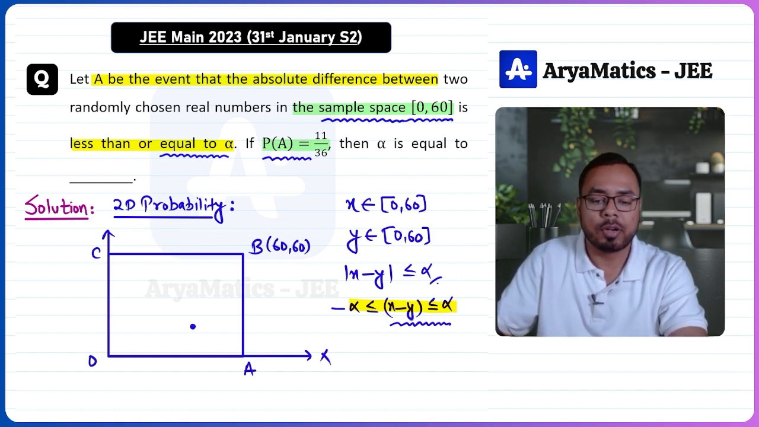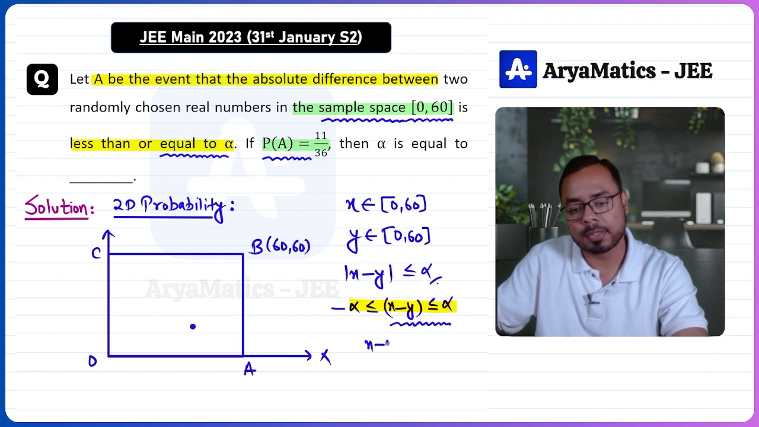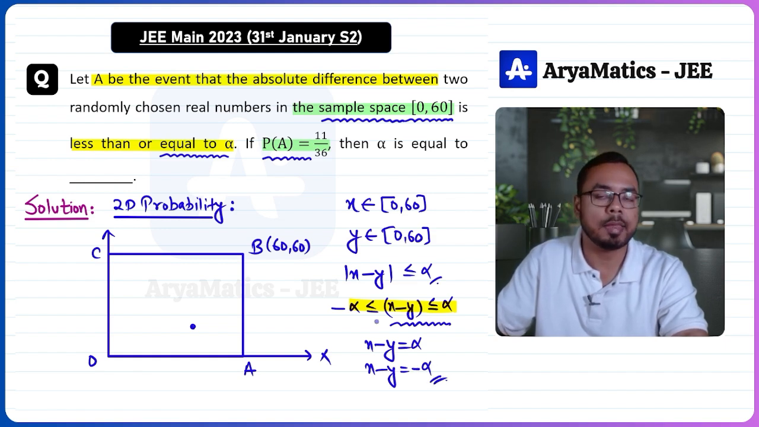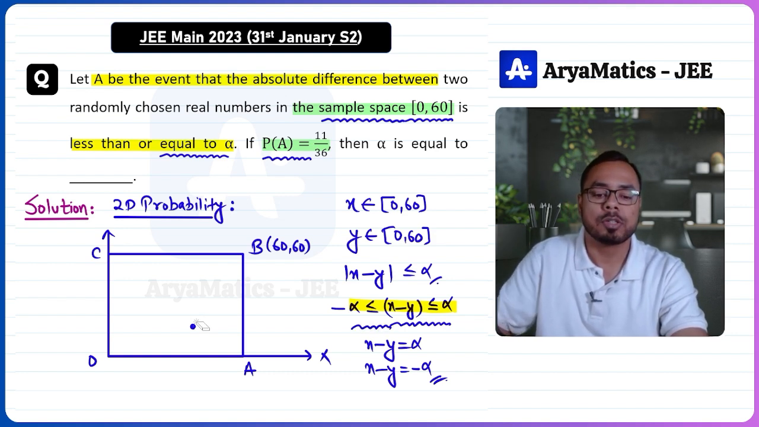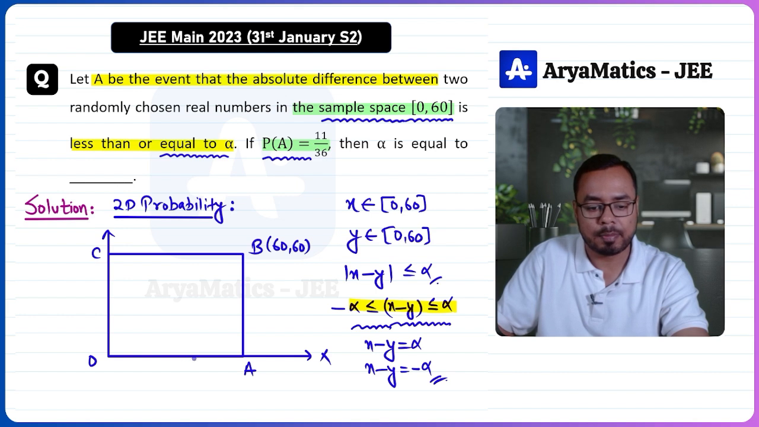So one line we have to draw is x minus y equals alpha. The other line we have to draw is x minus y equals minus alpha. And then we'll see which region is represented by this inequality, because this will be the favorable region, right? So here, for drawing the first line, if I make y 0, x will be alpha.